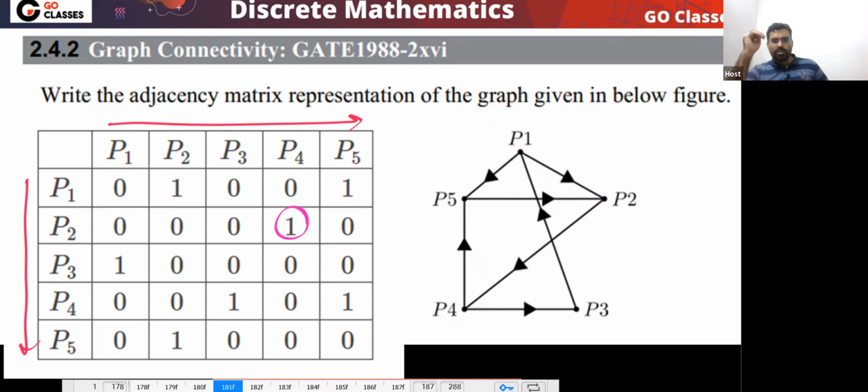Anyone has any doubt? Can you fill this table? Please let me know.